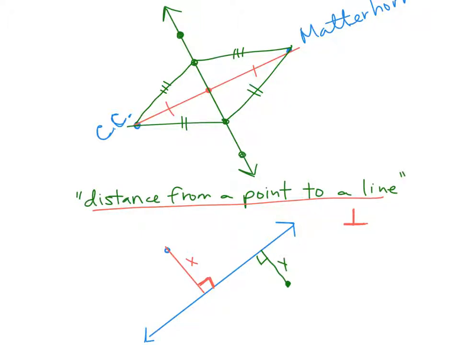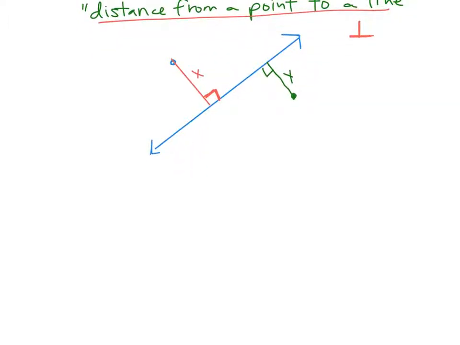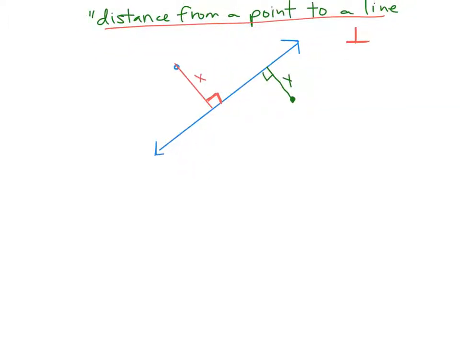Okay? So using that idea, I have another theorem for you, another bisector theorem. This one, instead of a perpendicular bisector, we're going to talk about an angle bisector. So let's lay that one out. This is called the angle bisector theorem.